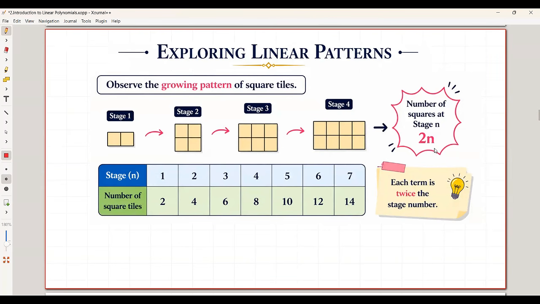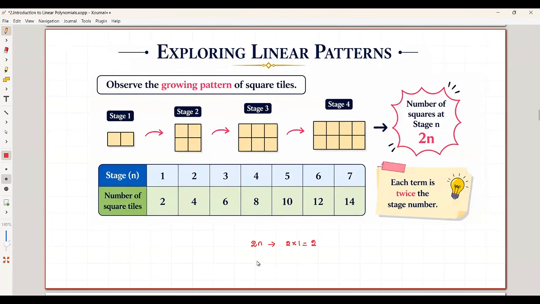So in general, we can write the formula as 2n. Okay, 2n pattern. For the given condition, the formula is the 2n pattern. For example, if you are taking n is equal to 1. This is the formula I have taken, the 2n pattern. So in the pattern, if I take n is equal to 1, you will be getting 2 into 1. That is 2. First stage.